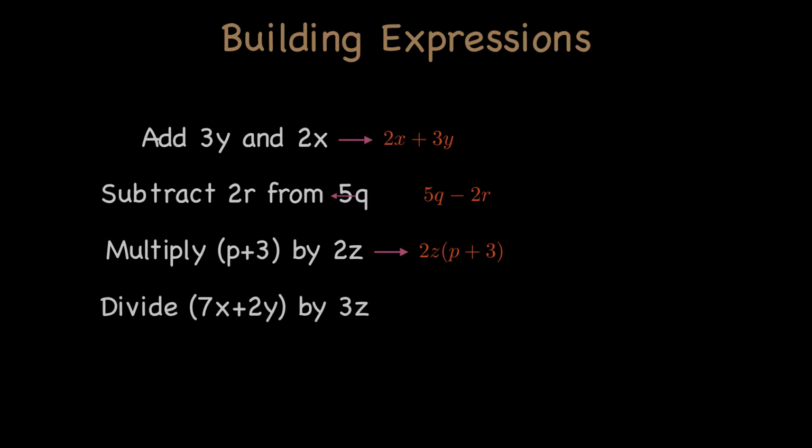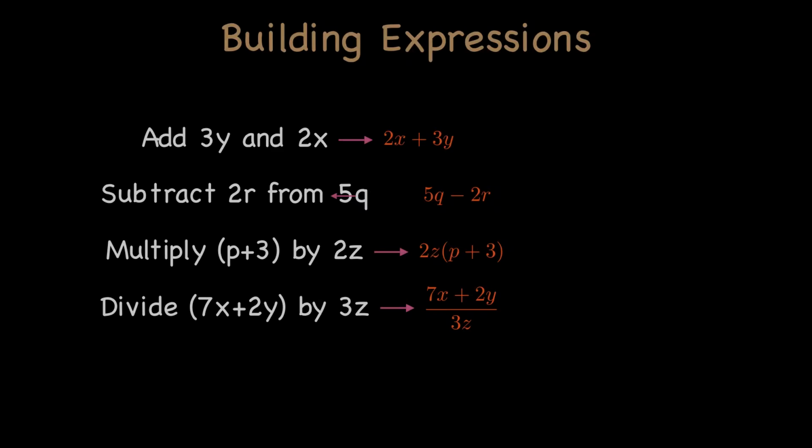Example 4. Divide 7x plus 2y by 3z. Division can be written as a fraction. The answer is 7x plus 2y over 3z. We write the entire expression 7x plus 2y as the numerator and 3z as the denominator. This shows we're dividing the whole expression by 3z. Great work! You're getting good at building expressions.